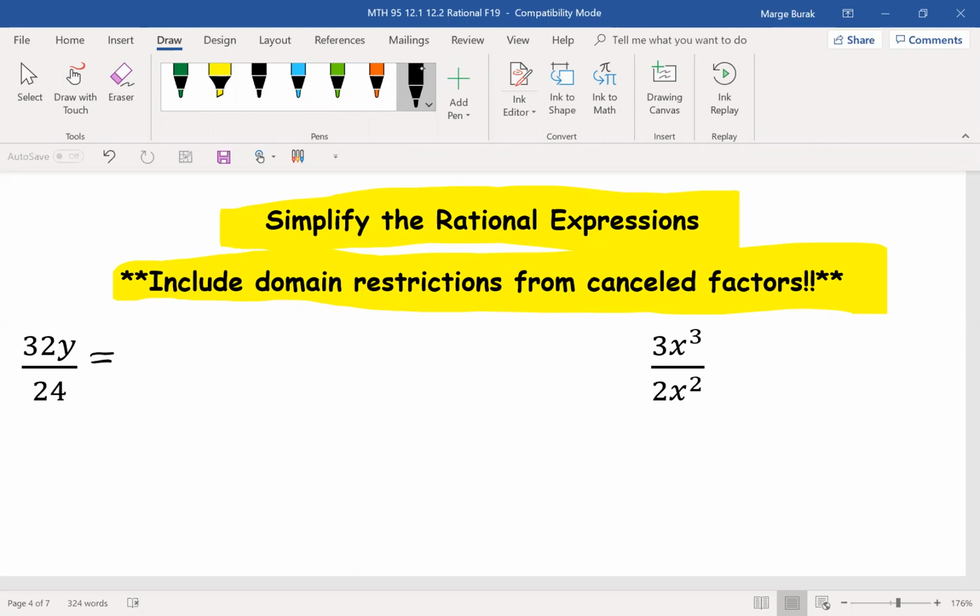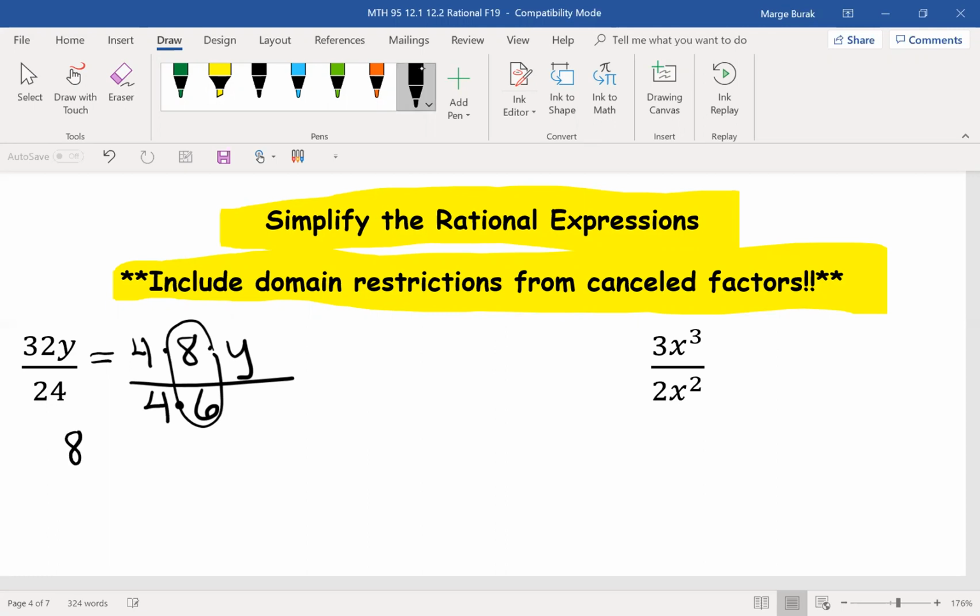Let's see, so let's go maybe with 4 times 8 instead of 32 times y, and then 4 times 6 instead of 24. And the reason I picked 4 is because it goes into both of them, and I could cancel those, right? So I could cancel out a 4 and cancel out a 4. But then I still have a common factor here, which I would have to cancel.